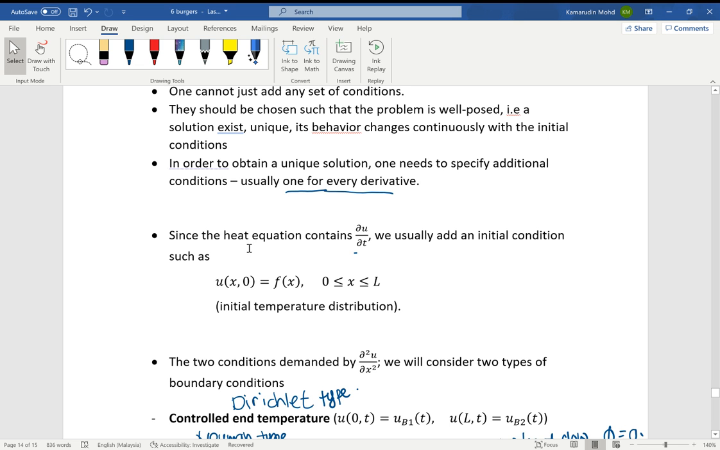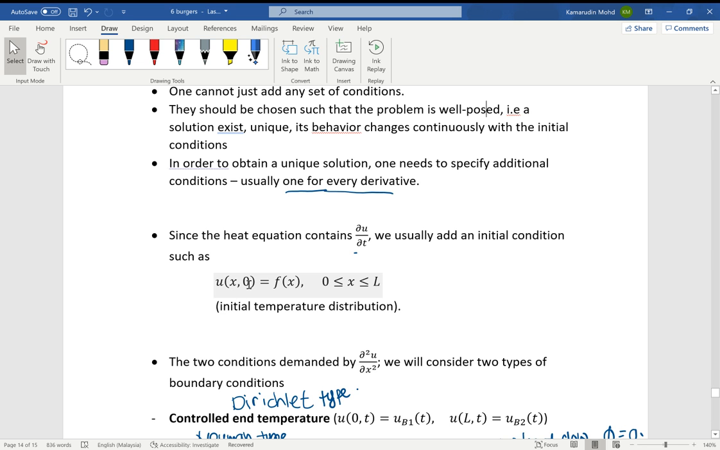Okay, so since the heat equation contains del U del T, we usually add an initial condition such that U(x,0) equals F(x). This is called the initial temperature distribution. Mathematically it is written like this: U at any point x, at t equal to 0, is equal to F(x) on the right hand side. So F(x) can be a constant or any function of x. Okay, U is the temperature.